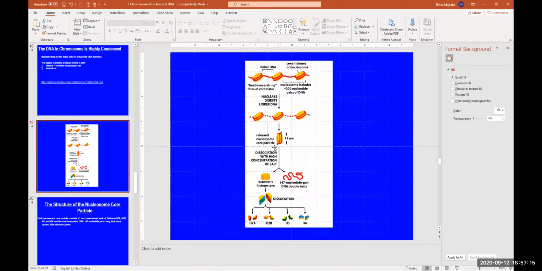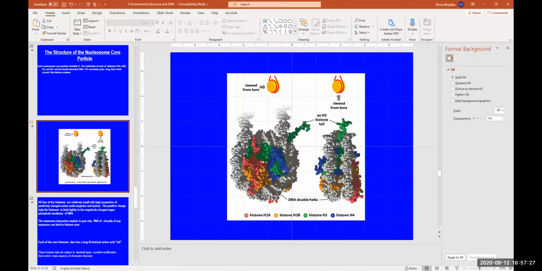And what is the dimension of one histone? The diameter is 11 nanometers. Right? So look at this slide. This is what I meant. So the crystal structure of the nucleosome has also been solved. So this is how the crystal structure of a real nucleosome looks.